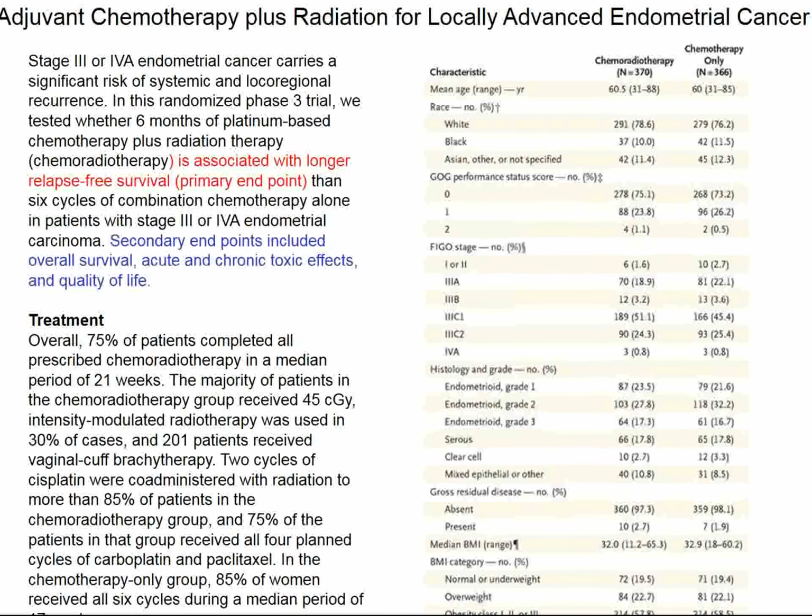The next topic is endometrial cancer, and whether or not radiation, which is generally given to these patients, is of substantial value. So these patients with endometrial cancer stage 3 or 4A were randomized to chemotherapy plus radiotherapy, or chemotherapy alone. And what we're interested in here is relapse-free survival, or tumor suppression, progression of disease, if you will, and secondary endpoints are toxic effects and quality of life.